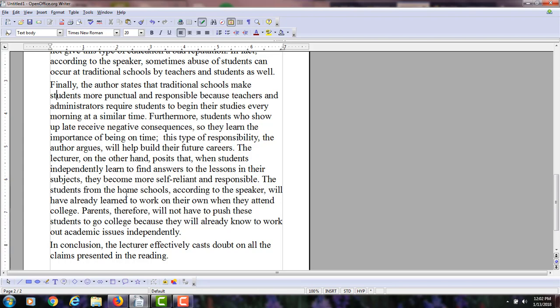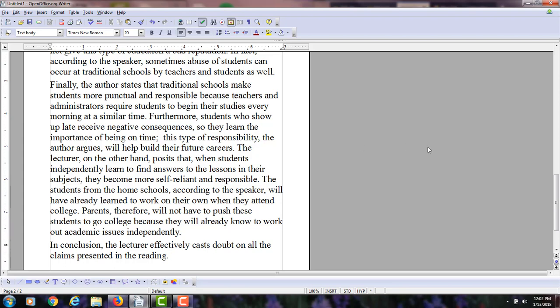The students from the home schools, according to the speaker, will have already learned to work on their own when they attend college. Parents, therefore, will not have to push these students to go to college because they will already know how to work out academic issues independently. In conclusion, the lecture effectively casts doubt on all the claims presented in the reading.